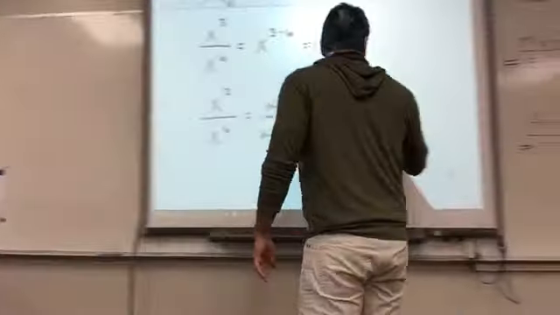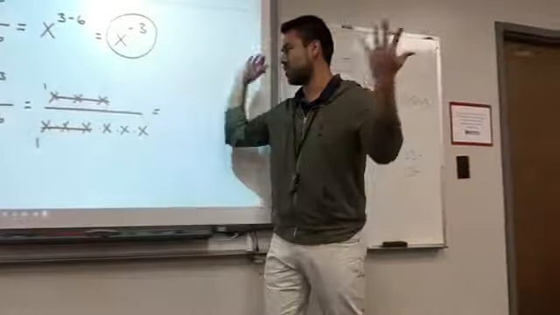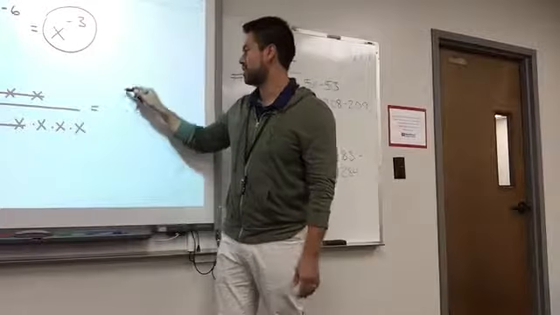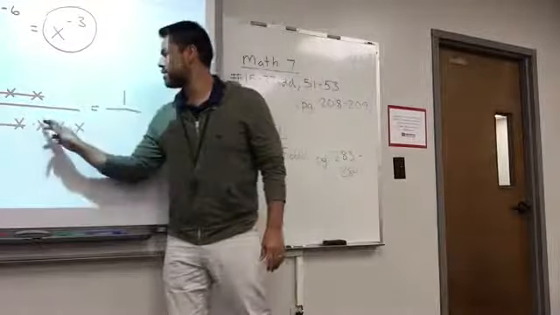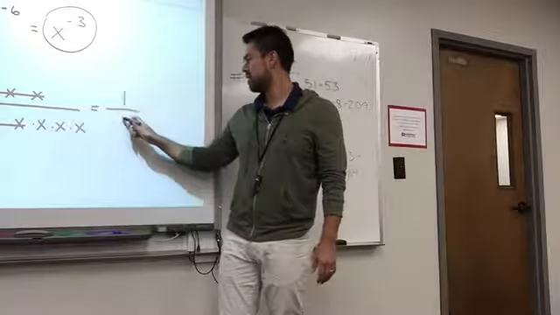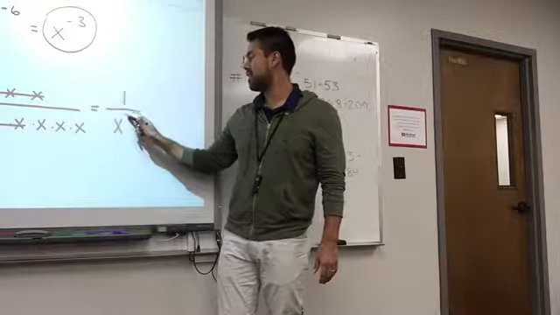Now, let's see what we're left with. What's 1 times, well, there's nothing else there. So what's 1? 1. All right. So 1 is left up there. What's 1 times x times x times x? X to the?